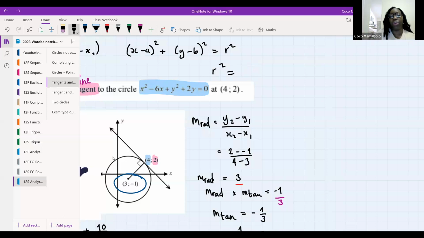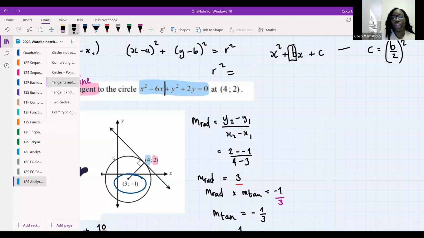Now, remember, we're going to have an x squared value plus bx, some b or whatever. And in order for us to find the c value, we're going to say that c is equal to b divided by 2 all squared. So the coefficient of x divided by 2, and then we're going to square it.